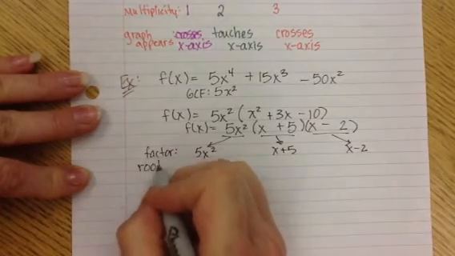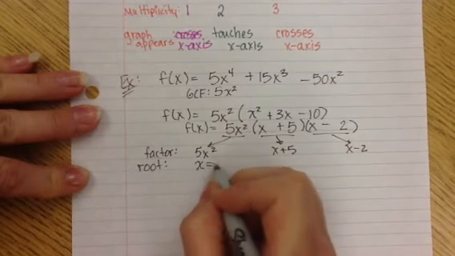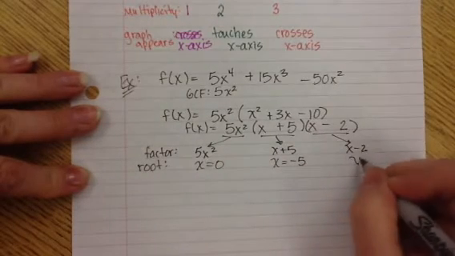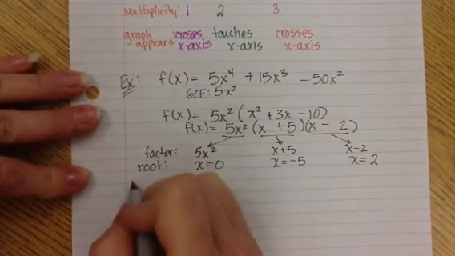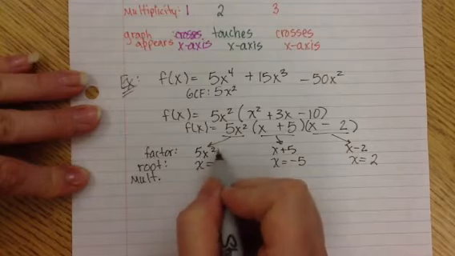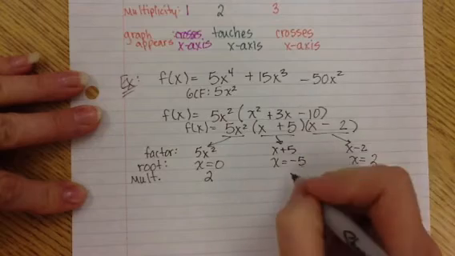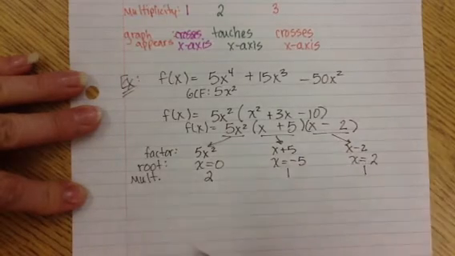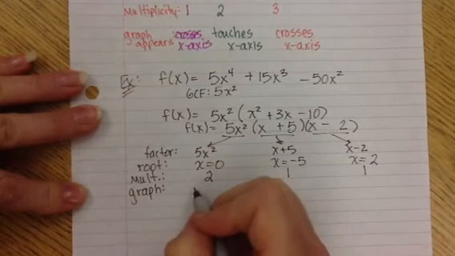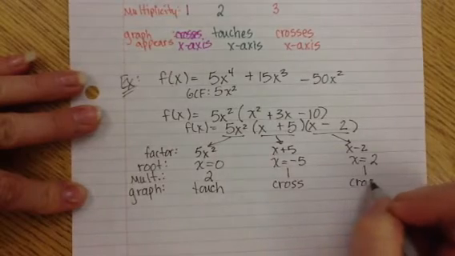Then the roots that would go along with that. If I set these equal to 0, this one gives me x equals 0. This one is x equals -5, and this one is x equals positive 2. The multiplicity on our 5x squared, the x is squared, so the multiplicity here is 2. This one is 1, and this one is 1. And then at these spots, the graph would touch or bounce, cross, and cross.